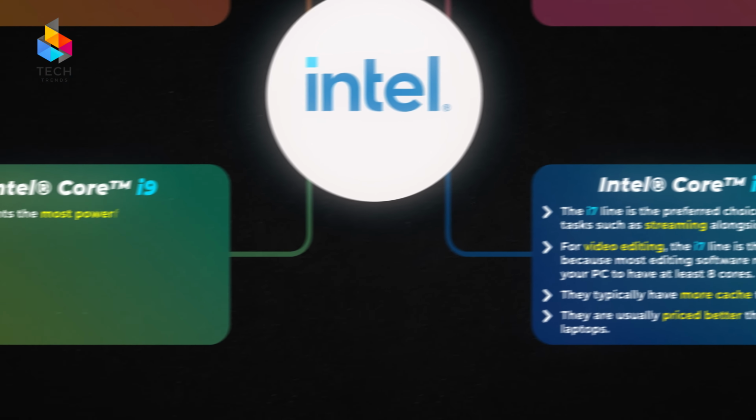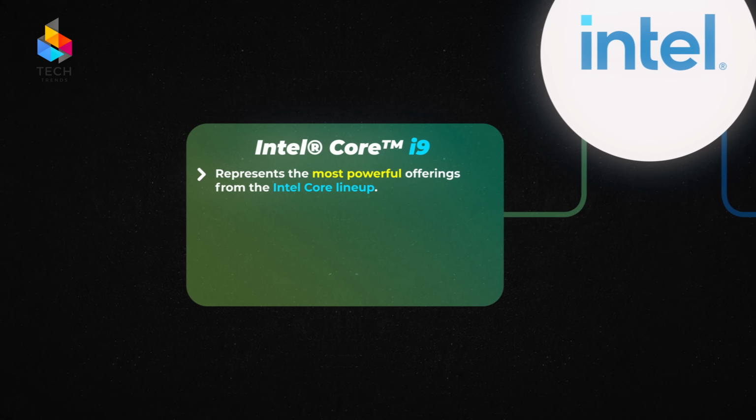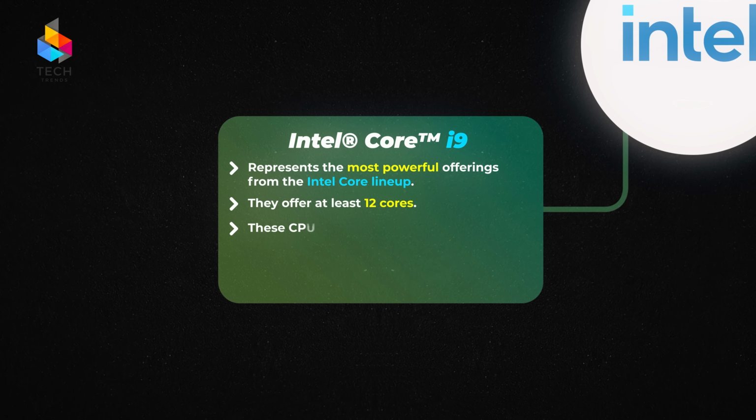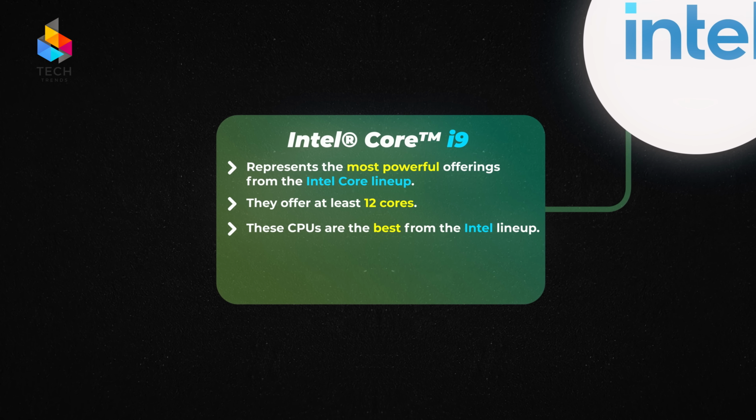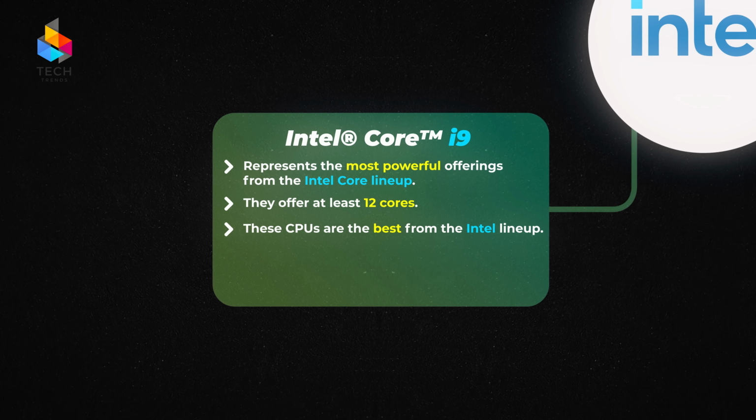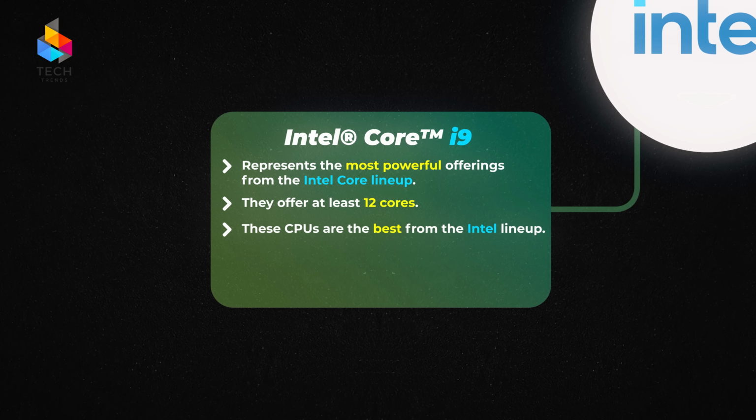The i9 line represents the most powerful offerings from the Intel Core lineup. They offer at least 12 cores. These CPUs are the best from the Intel lineup. Whether you're looking for desktop or laptop options, these CPUs can handle very heavy workloads.